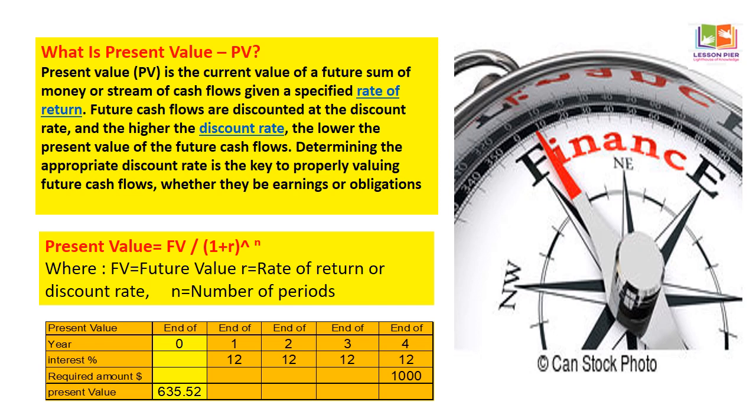You can see in the table below also the same thing is worked here by formula. You require, let's say, 1000 after 4 years with a 12% rate of interest. The present value will be 635.52 by mathematical formula. This can be solved by tables also, which is shown in a later slide.